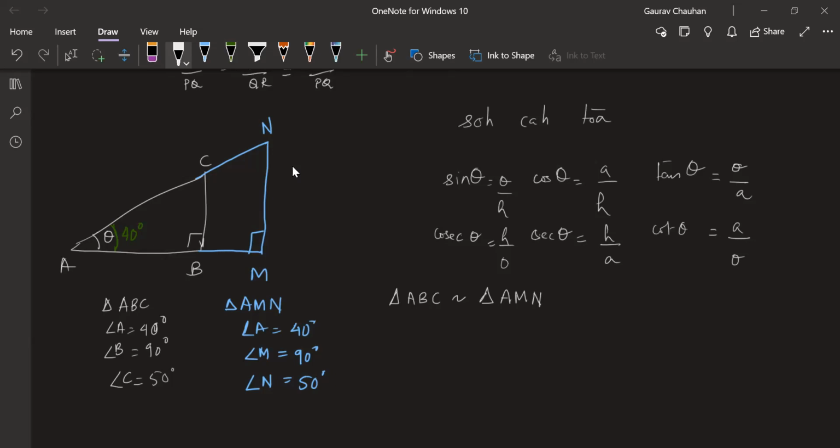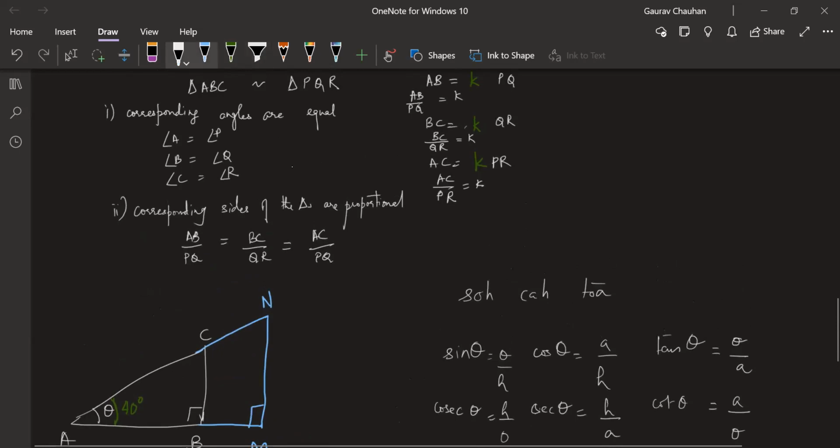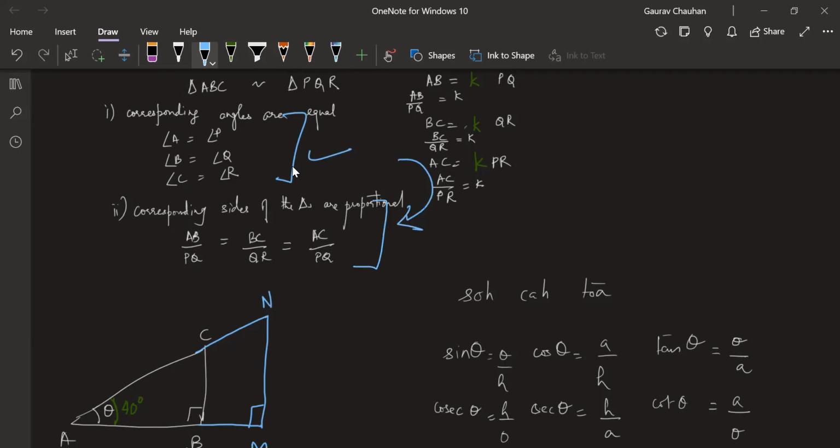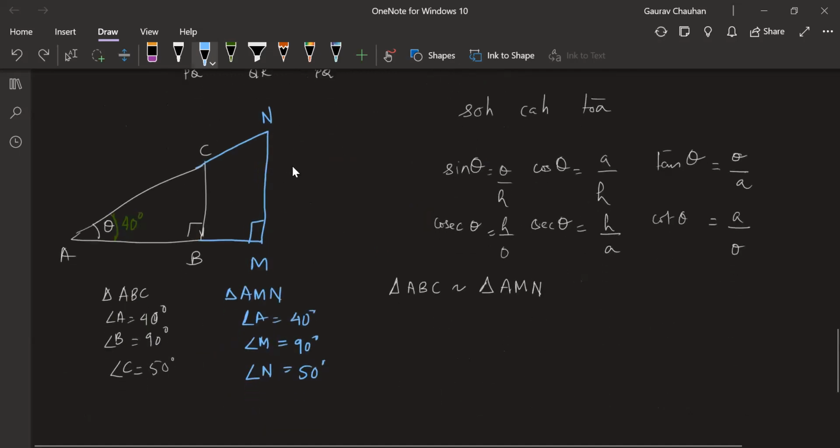Now hold on for a moment and just think about what it entails. What is our conclusion from this? If triangle ABC is similar to triangle AMN, like we had just talked about, then this automatically follows. This is a conclusion we can draw. If one of them is met, the other one automatically follows.